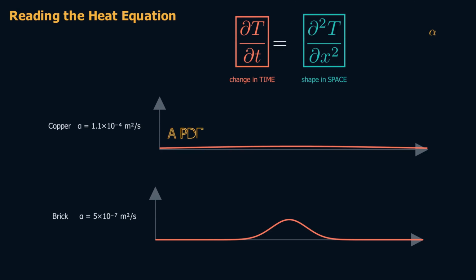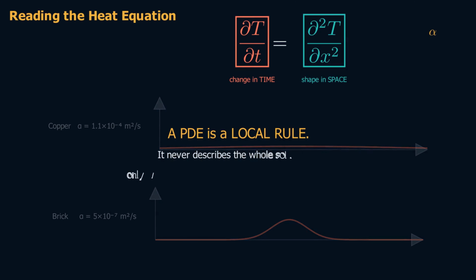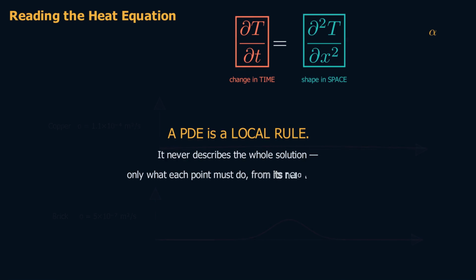This is the mindset shift I want you to take away. A PDE is a local rule. It never says what the whole solution looks like. It only says what each point must do, based on its immediate surroundings, at each instant. The global behavior, the smooth elegant relaxation you saw in the opening, emerges from billions of points obeying one tiny local rule, simultaneously. Nature computes locally, everywhere, all at once.